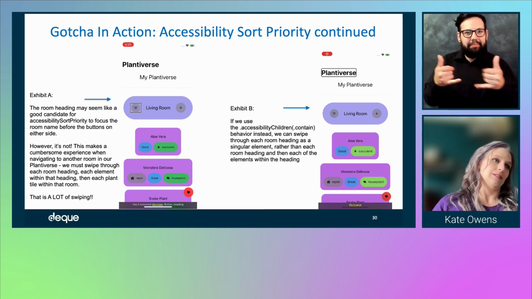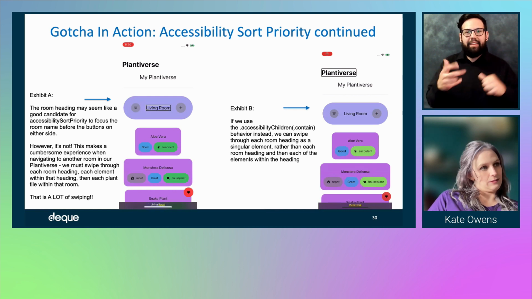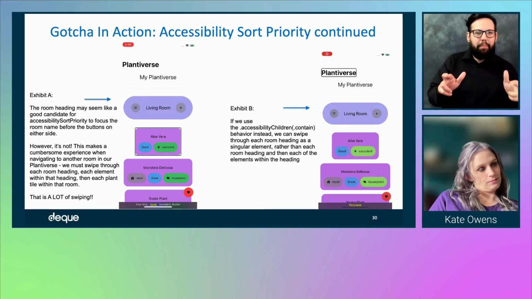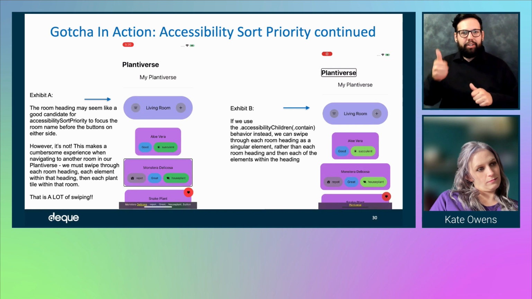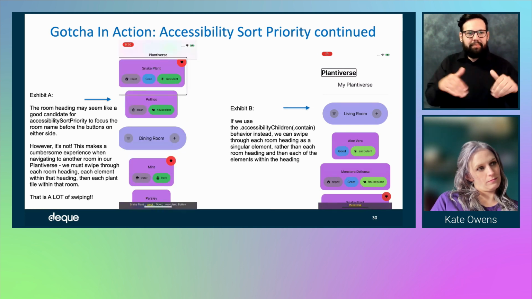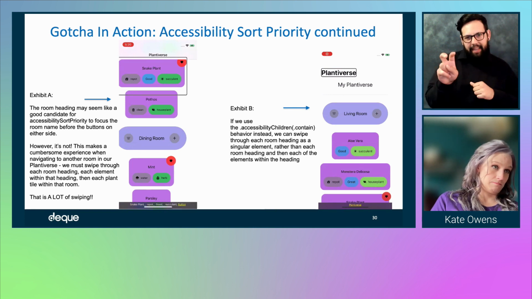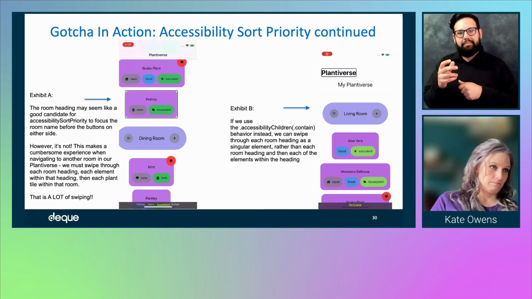Line, 3 horizontal, decrease, button, heading, living room, add, button, aloe vera, good, succulent, button, monstera deliciosa, repot, great, houseplant, button, snake plant, repot, good, succulent, button, pothos, clean, houseplant, button.